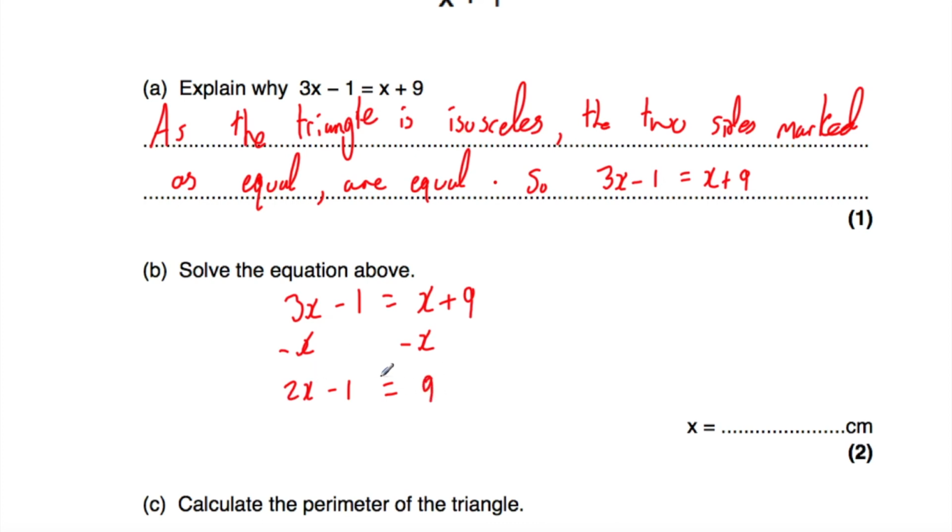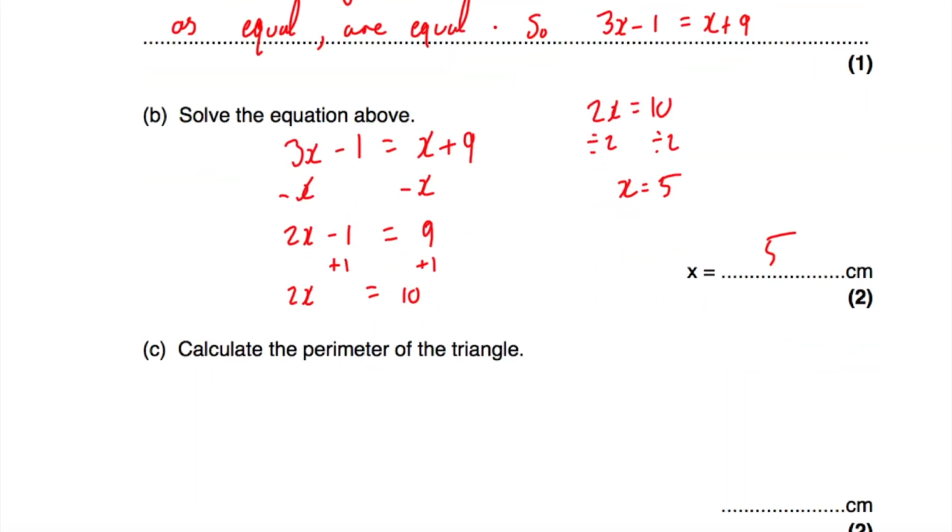Now we've got 2x minus 1 is equal to 9, so let's add 1 and add 1. So the left-hand side would just become 2x, because we're adding 1 to get rid of the minus 1. And the right-hand side, we've got 9 plus 1, that's equal to 10. So we've now got 2x equals 10. We're now going to divide by 2 and divide by 2, and we get that x is equal to 5. So x is equal to 5 centimetres, and that's it.